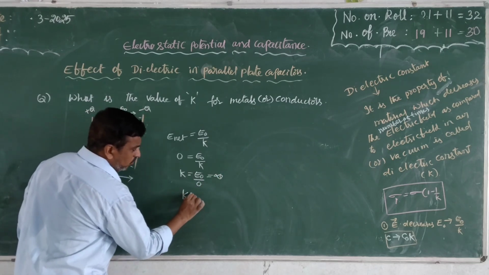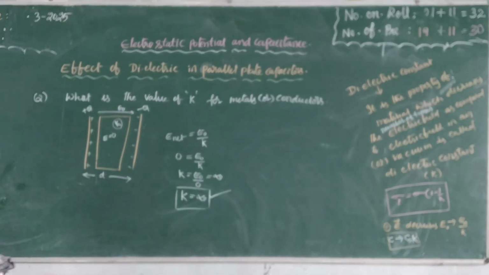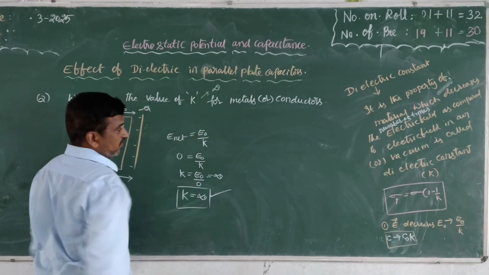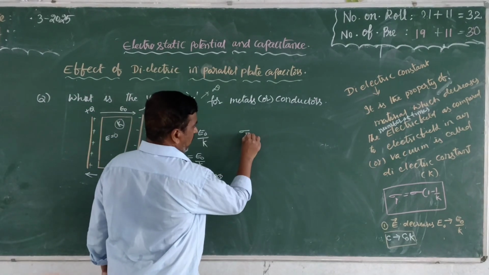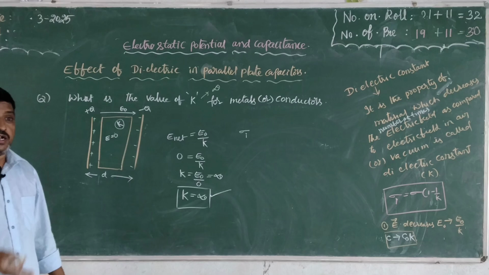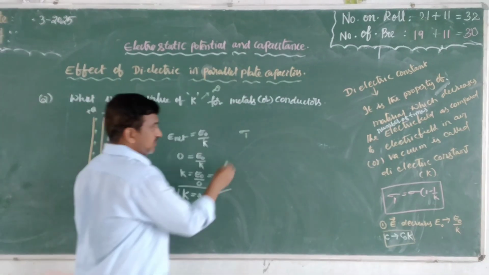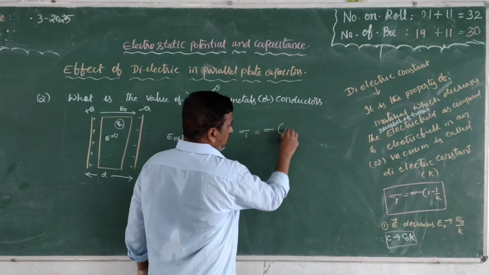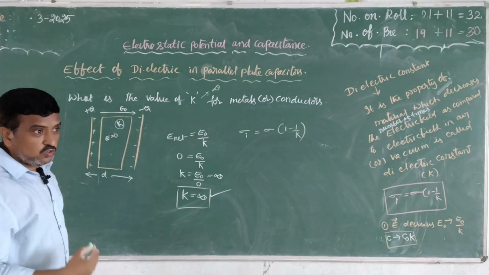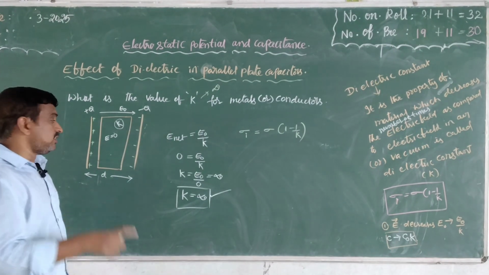What is the dielectric constant of metals now? Infinity. The dielectric constant of metals is infinity. For example, see here sigma I, the individual surface charge density when a dielectric is placed between the plates. What is the formula? Sigma I equals sigma into 1 minus 1 by K. It is the formula for the individual surface charge density of a dielectric when it is placed between the plates.